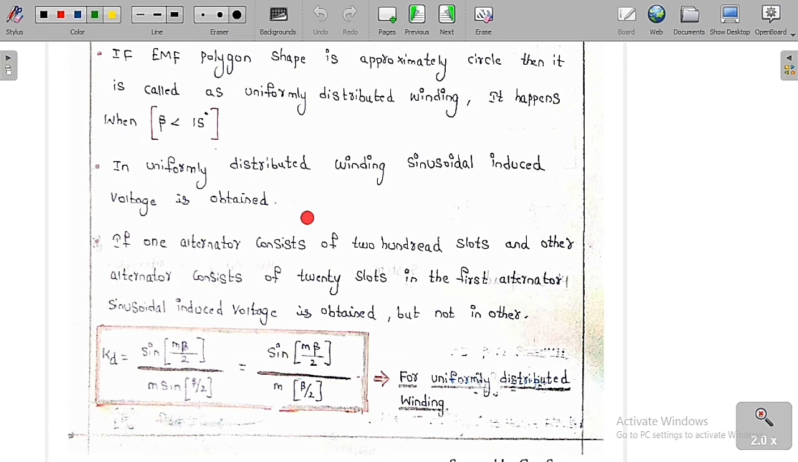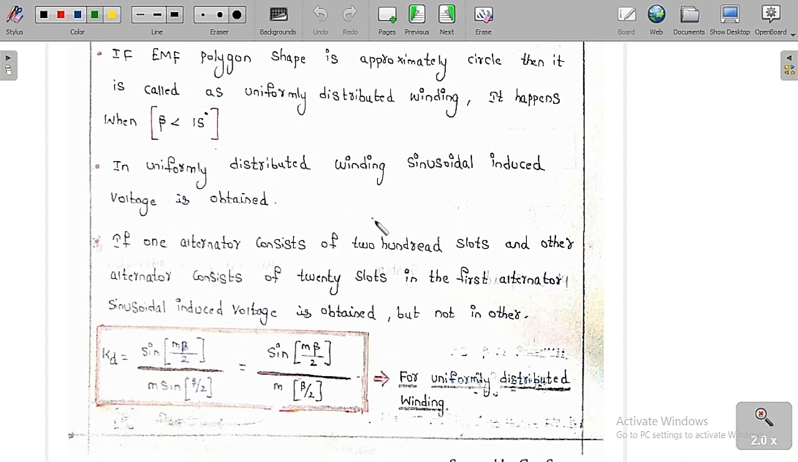If this is the case, then we are going to get a sinusoidal induced voltage in this case. So if you go for the uniformly distributed winding, then definitely whatever voltage is induced in the terminals of the conductors, we are going to get a sinusoidal waveform. Whenever you increase the number of slots on the stator, the beta value goes on decreasing. Beta is called the slot angle. Then this is called the EMF polygon, which is basically like a circle. This is called a uniformly distributed winding.